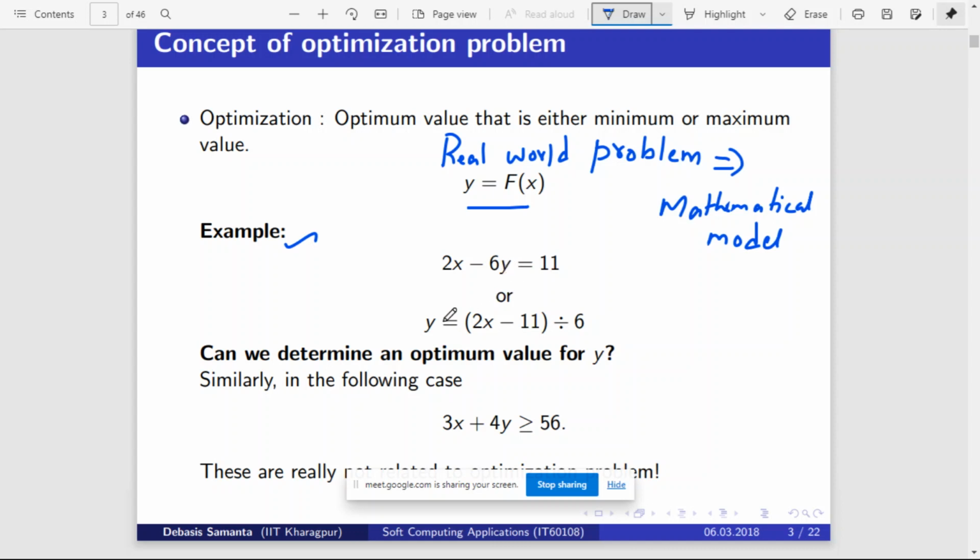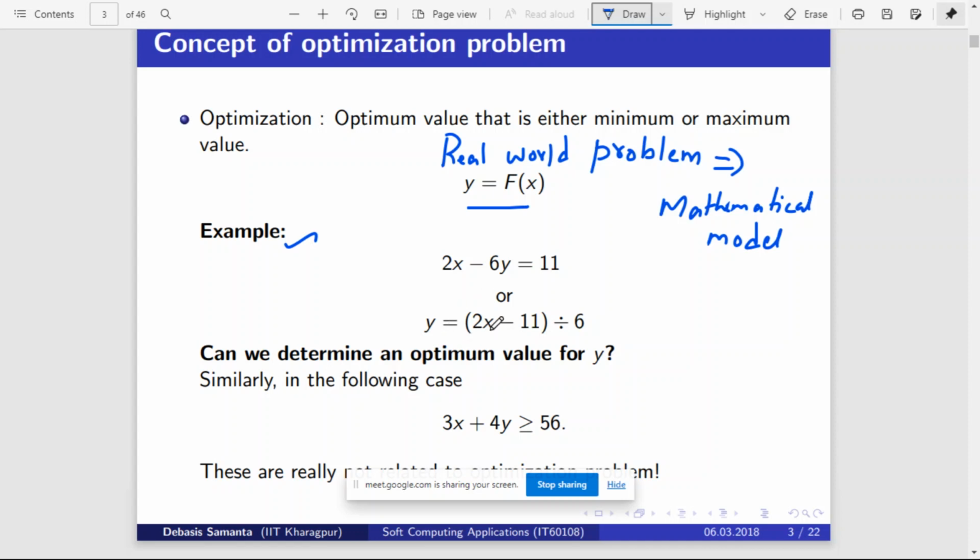So this equation can be transformed like this: y is equal to (2x minus 11) by 6. Okay, so we say y is the output. That means if you bring this 6 here, it will become 2x minus 11, right? And then y means (2x minus 11) by 6. But actually this type of problem cannot be solved by using an optimization technique.